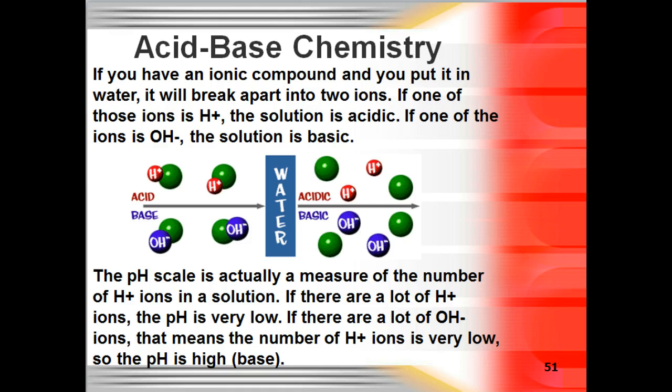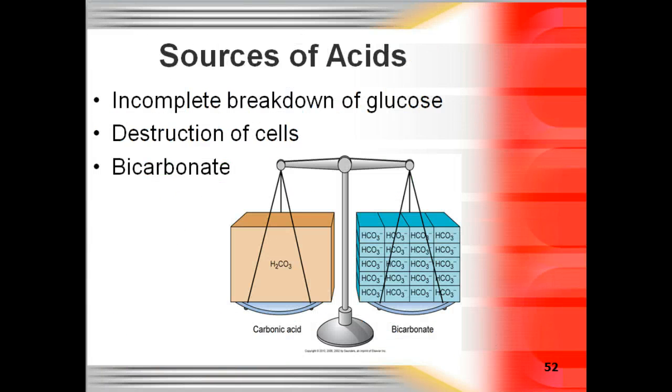If there are a lot of hydrogen ions, the pH is very low. If there are a lot of bicarb ions, that means the number of hydrogen ions has to be low, so the pH is high, or it's alkalic or basic. I can keep saying that over and over again.